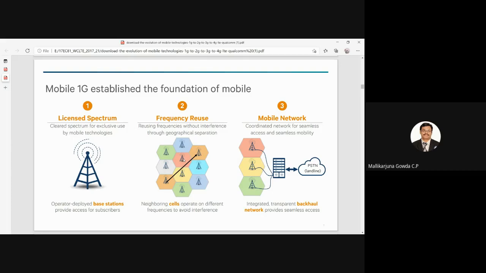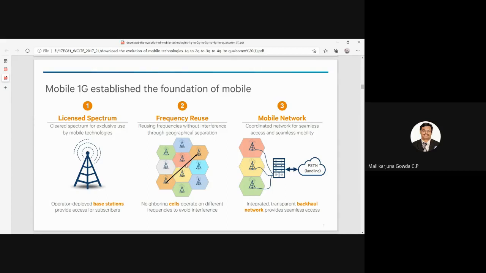Usually in the 2G standard, the base station can cover up to 30 kilometers. With one base station, it can provide connectivity and reach the signal up to 30 kilometers. Of course, it is restricted by the number of users. To accommodate more users, we need to reduce the power. Then we can increase the number of base stations, cover more area, and accommodate more users also. That concept is known as frequency reuse.